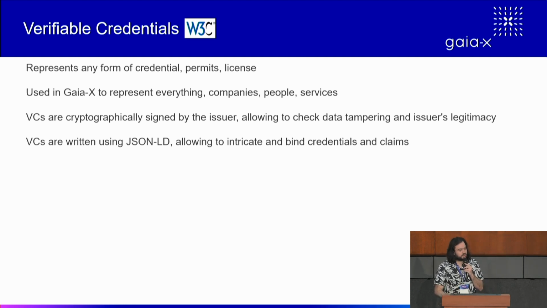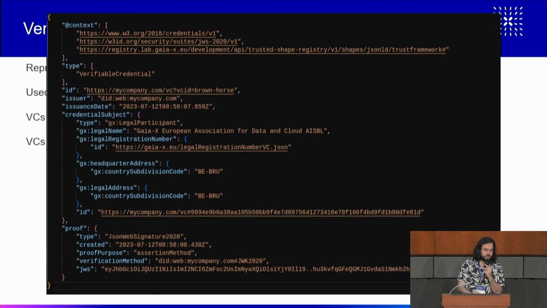The VCs are written using JSON LD, so JSON linked data, which means that you can intricate and bind credentials and claims between them. One credential can be self-sufficient, but in Gaia-X, we do use linked credentials. For example, this is a legal participant in the Gaia-X ecosystem, and you can see that the field gx legal registration number points to another credential, meaning that I have this credential and I can have many more and intricate them.